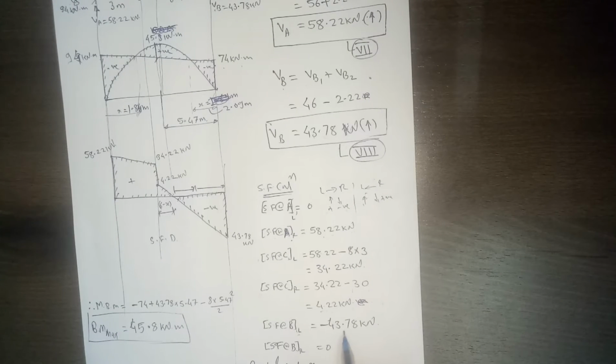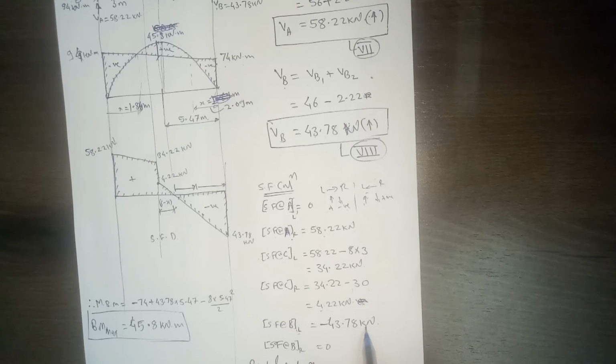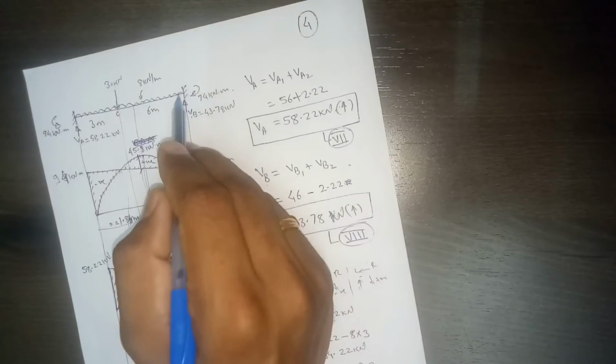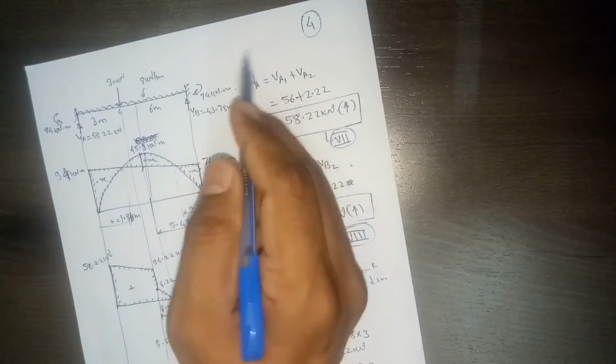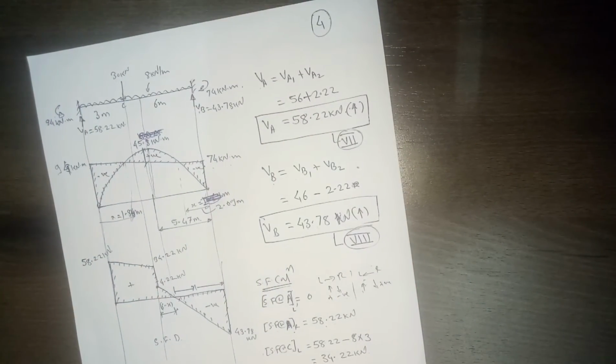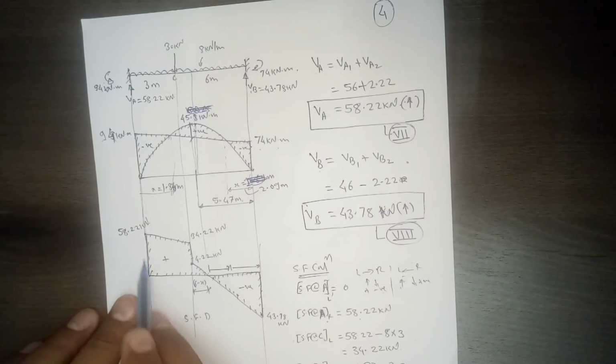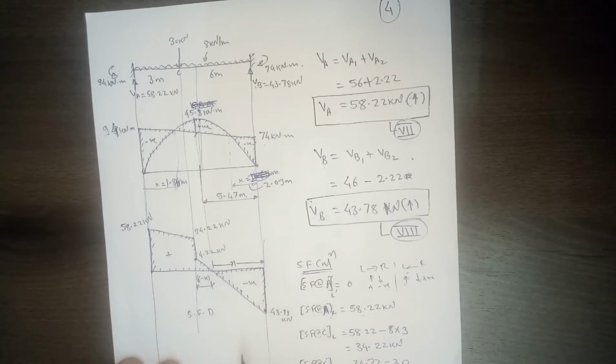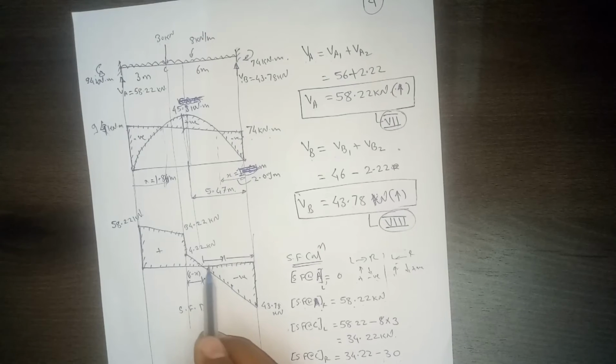So then it will be a vertical reaction of 43.78 kilonewton. And on the right hand side, if you are on this side, there is no force further on, right, so the bending moment will be 0. So you just connect all these points and you will get this bending moment diagram. Now we have to calculate the location of the point of contraflexure.